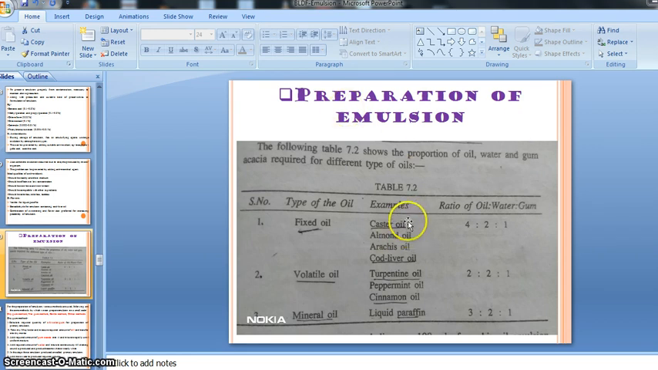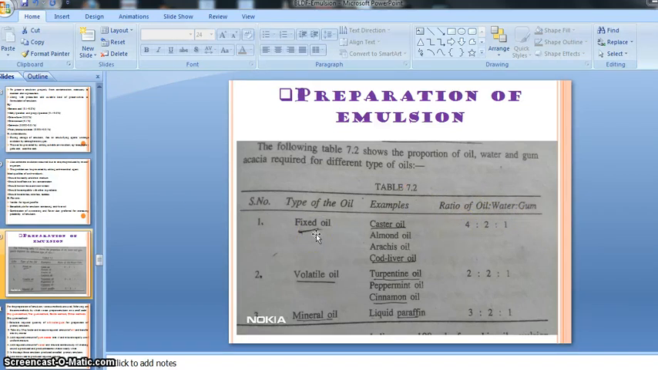So we know that for the preparation of our actual emulsion, before that we need to prepare the primary emulsion, right? And for the preparation of the primary emulsion, we need this ratio: oil, water and gum ratio, right? Oil, water and gum ratio.